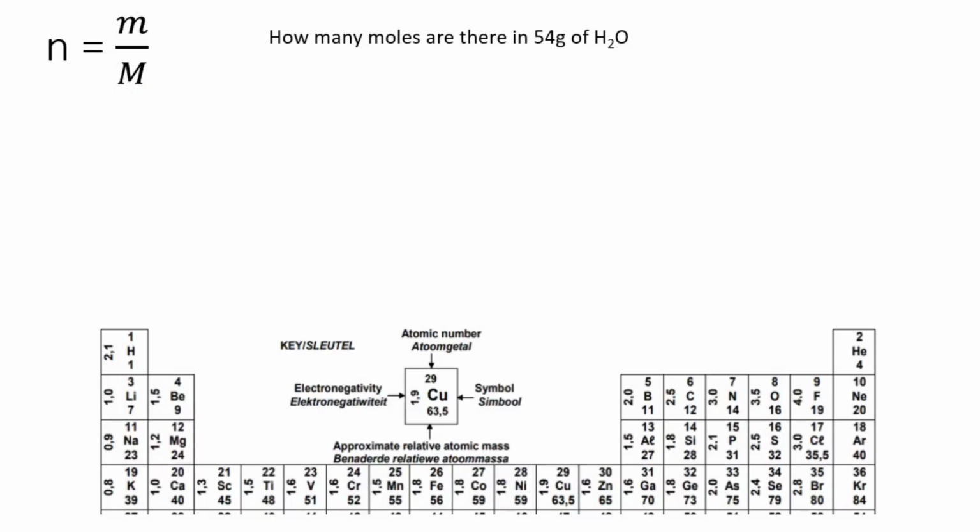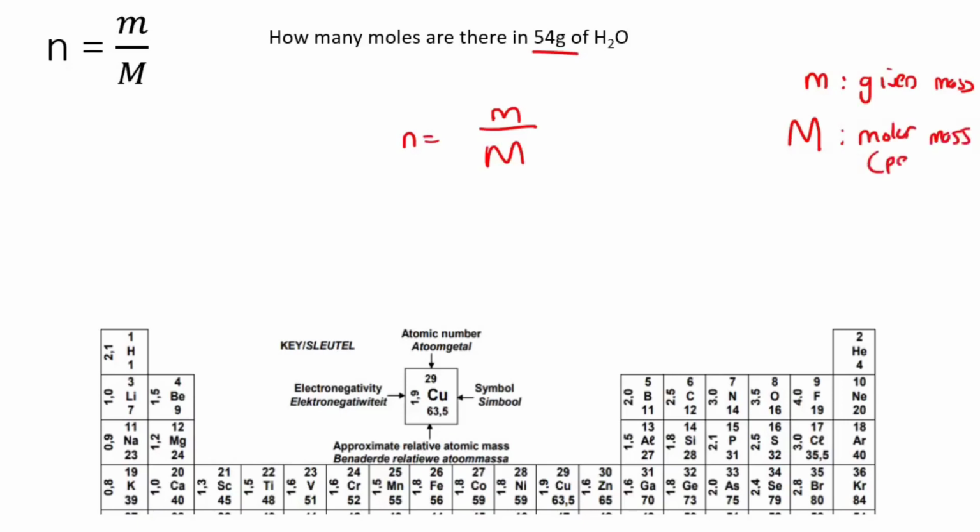So it says, how many moles are there in 54 grams of H2O? Okay, so we're going to say n equals m over capital M. Now remember that the small m is the given mass. The big M is the molar mass, which is from the periodic table. And then n is the mole. So we're going to say n is equal to, now the given mass is 54. That's what they gave us, 54.